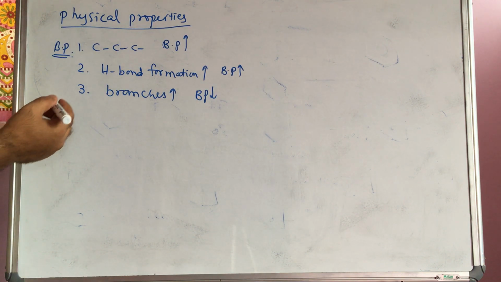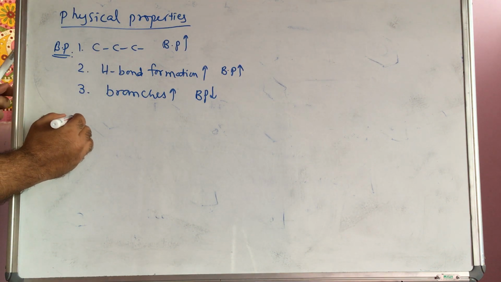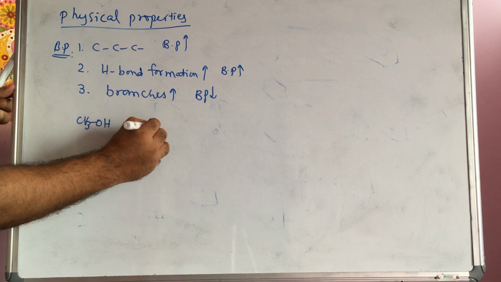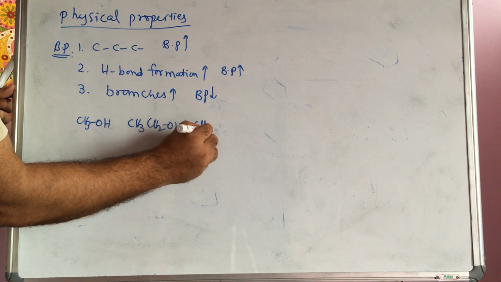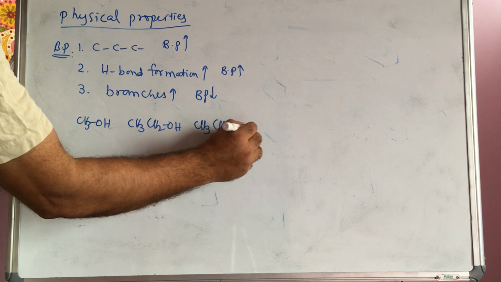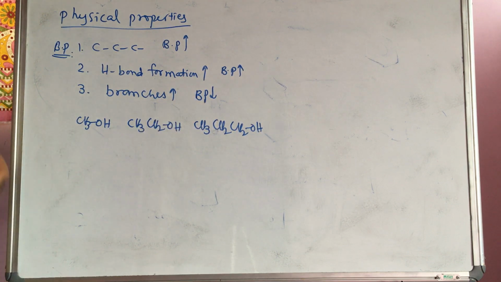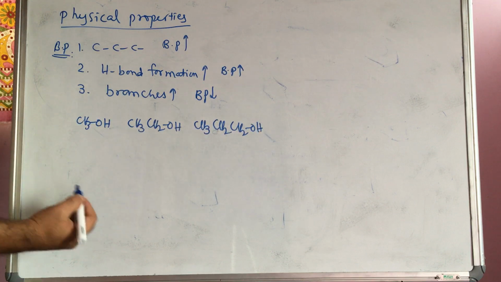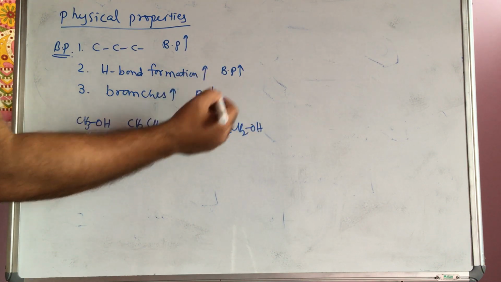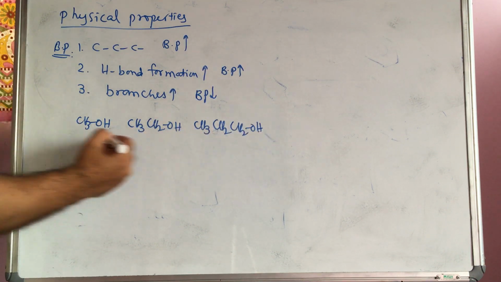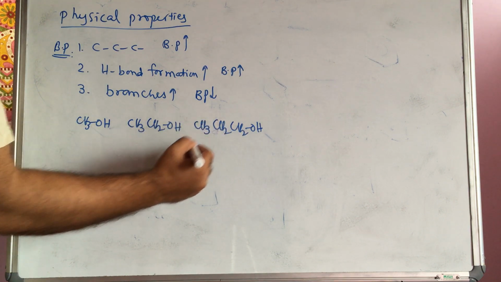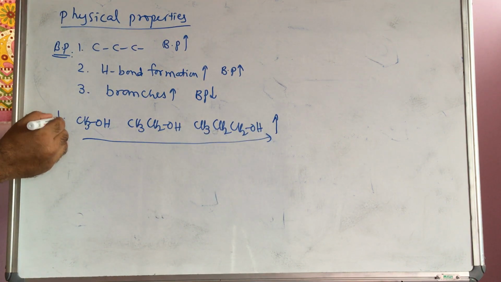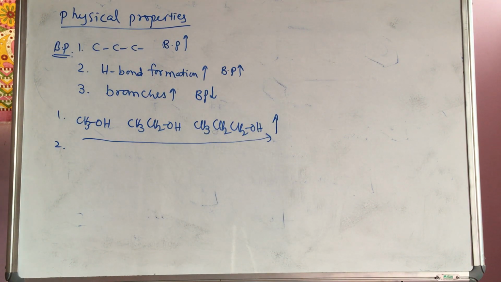First we will discuss one example: CH3OH, CH3CH2OH, CH3CH2CH2OH. If you take these 3 examples, from here to here molecular weight increases and chain length also increases. Chain length increase means surface area increases. Therefore boiling point from methyl alcohol to propyl alcohol increases. That is the first one. Second one is hydrogen bond formation.